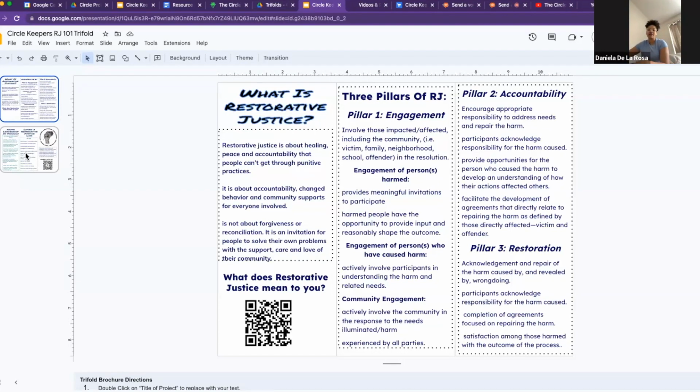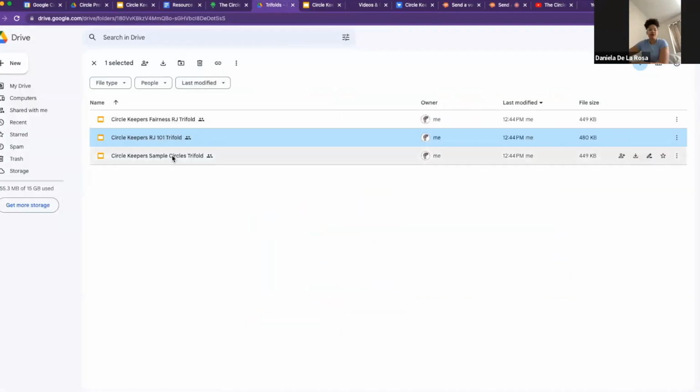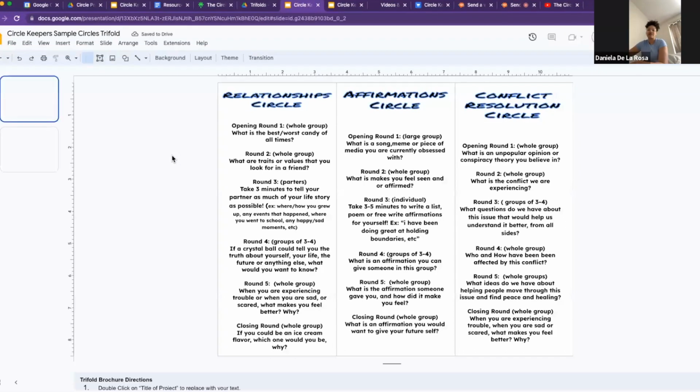It gives a beginner's tutorial on how to use it and what it means. There's more about what youth leadership looks like in schools, and how to use restorative justice on a day-to-day basis. The last one is restorative justice specifically with circles, so how it works with relationships, affirmations, and conflict resolution in general.